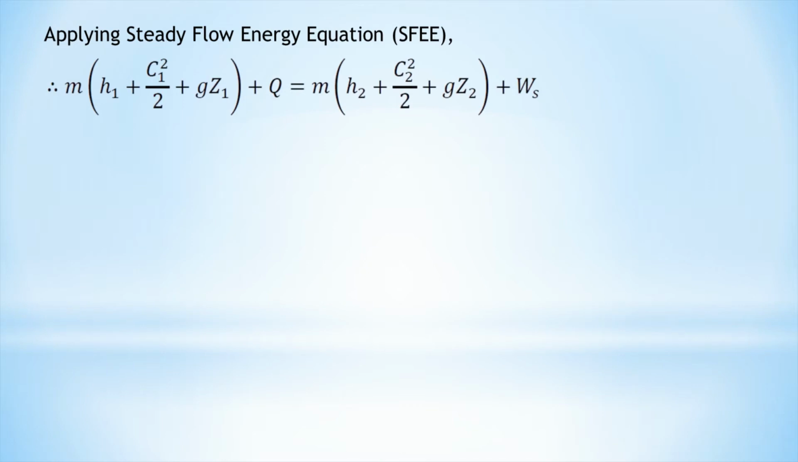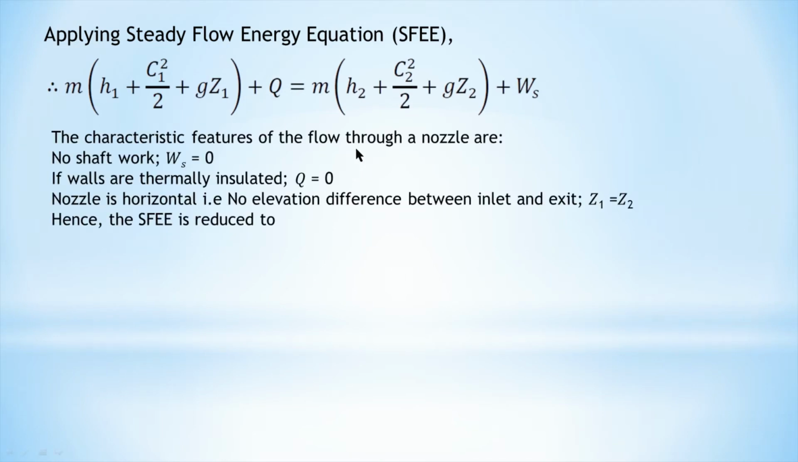Now we apply the steady flow energy equation to nozzles and diffusers. We have already derived this equation in our previous lecture. A nozzle is not an output device, meaning no work is produced, so we consider work done equal to 0. There is no output in the case of a nozzle and diffuser. In nozzles and diffusers, the walls are insulated, so there is no heat transfer, and we consider Q equal to 0. The nozzle is horizontal, meaning there is no elevation difference between the inlet and outlet, so we consider Z1 equal to Z2.